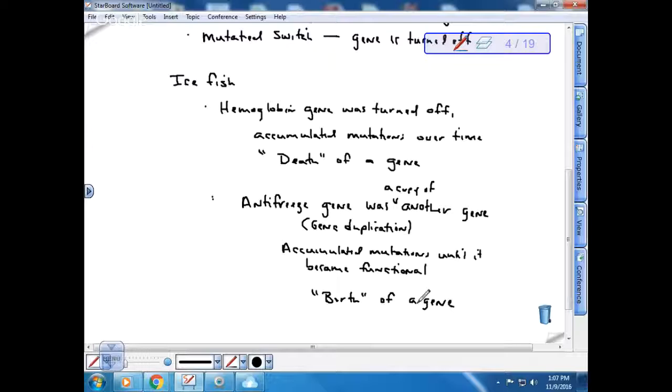Okay. So now you have examples of different mutations having dramatic effects on the phenotype of an organism, like the presence of hemoglobin or the presence of an antifreeze gene or the presence of spots on the wings. Okay.